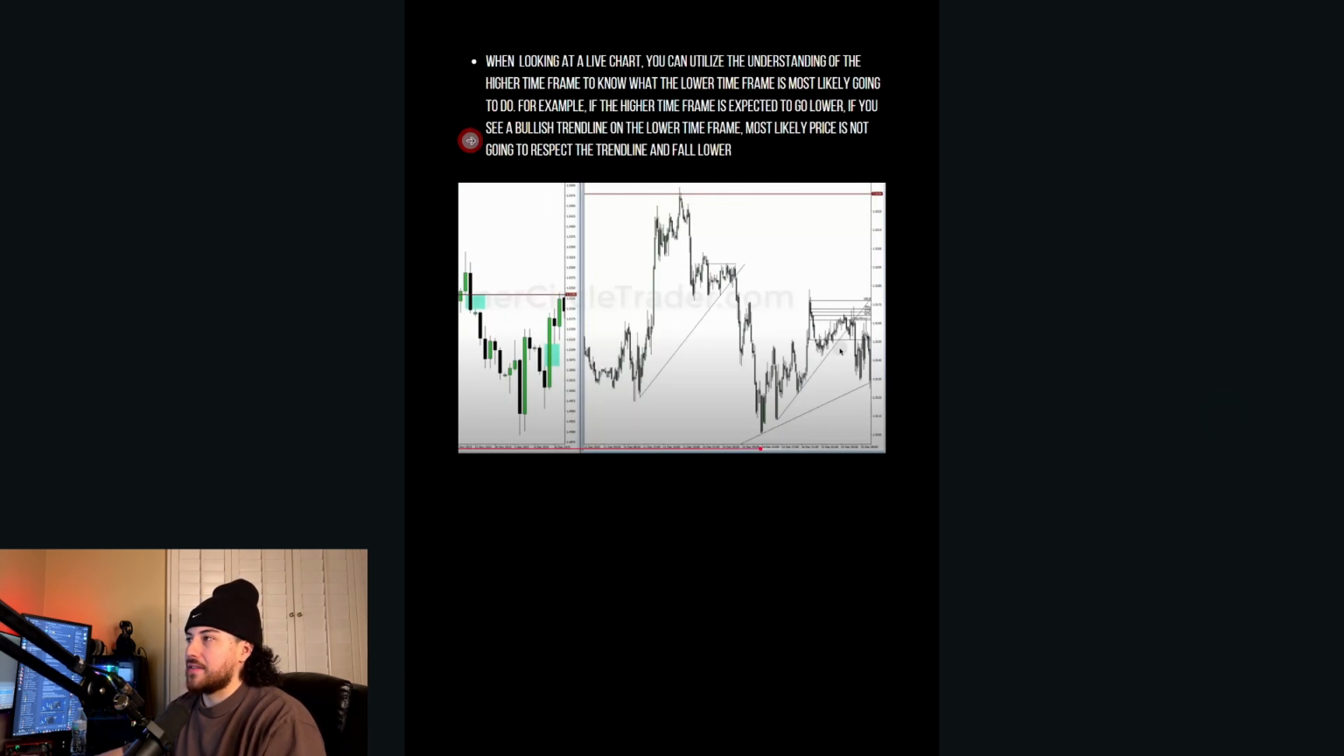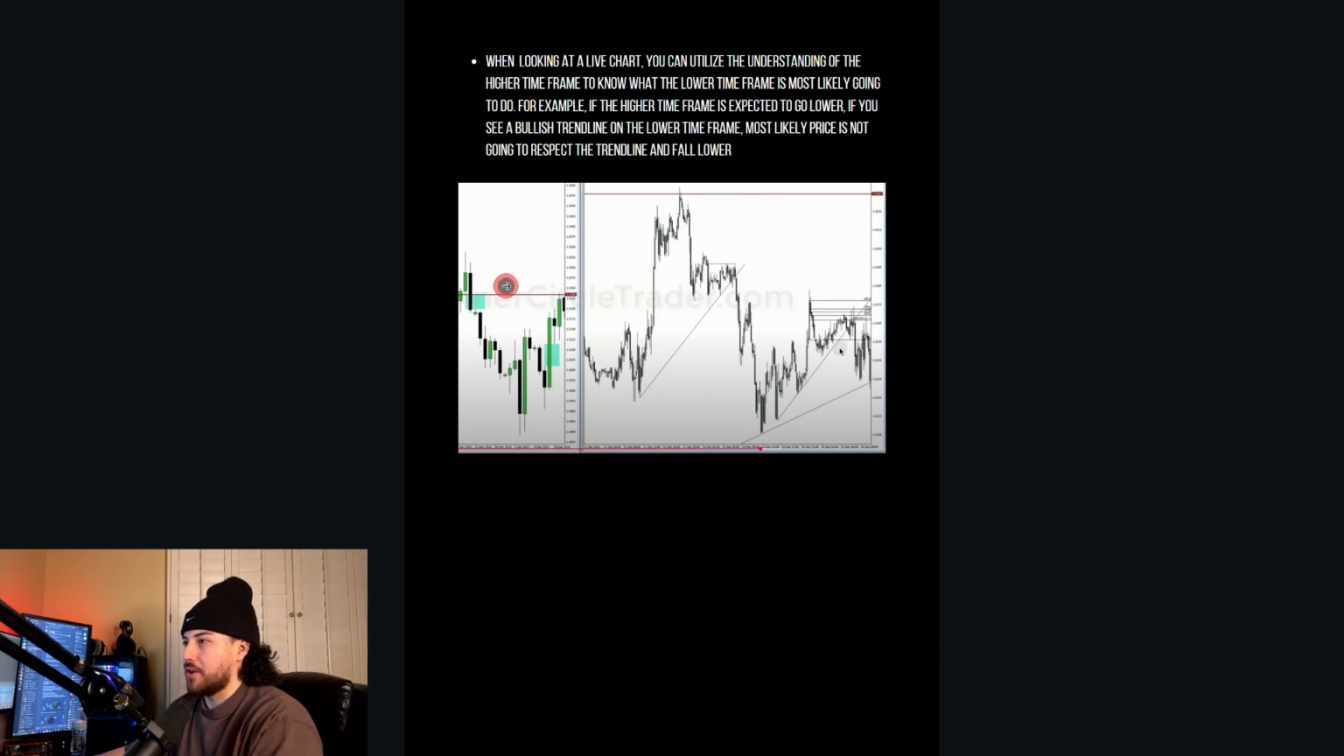When looking at a live chart, you can utilize the understanding of the higher time frame to know what the lower time frame is most likely going to do. For example, if the higher time frame is expected to go lower, if you see a bullish trend line on the lower time frame, most likely price is not going to respect the trend line and fall lower. So this is very similar to the section when we went over the bullish and bearish flag patterns and understanding that most likely they're going to be traps depending on where they are relative to the higher time frame.